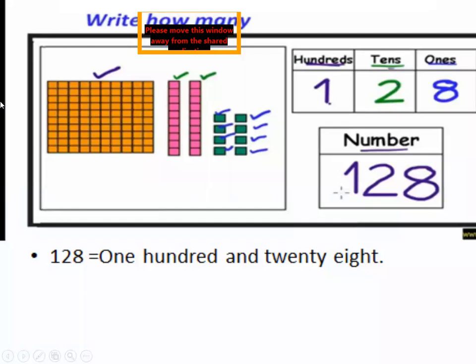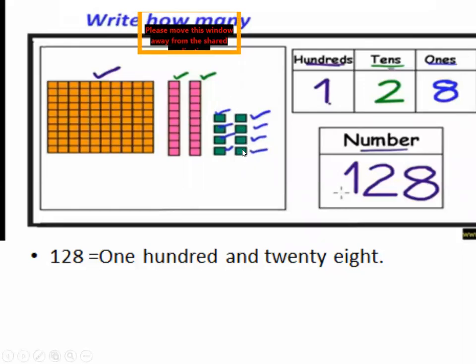Now I'm going to show some examples of three-digit blocks. So here is an example of three-digit blocks. You can look at this picture. Now we will write which number this block shows. So first we count how many unit blocks there are. Tell me your answers in the chat box. How many unit blocks are there?